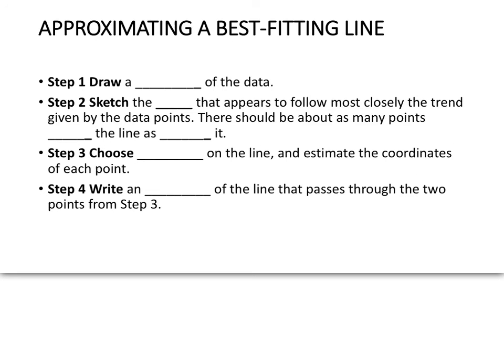The steps that we need for approximating a best fitting line, or a line of best fit, is we're going to draw a scatter plot of the data. Then we're going to sketch the line that appears to follow most closely the trend given by the data points. There should be as many points above the line as below it.